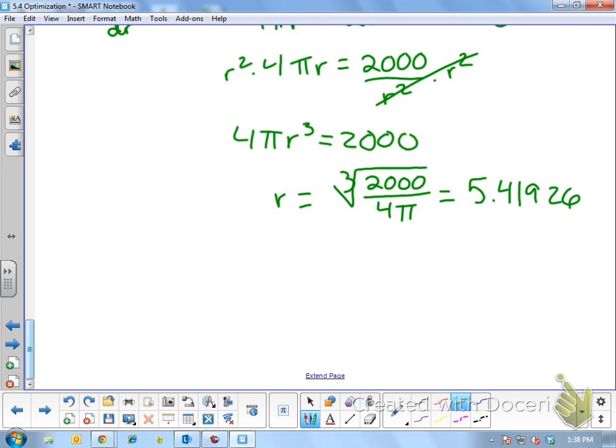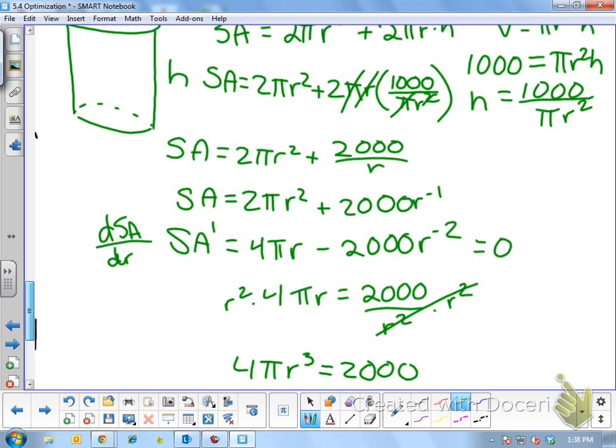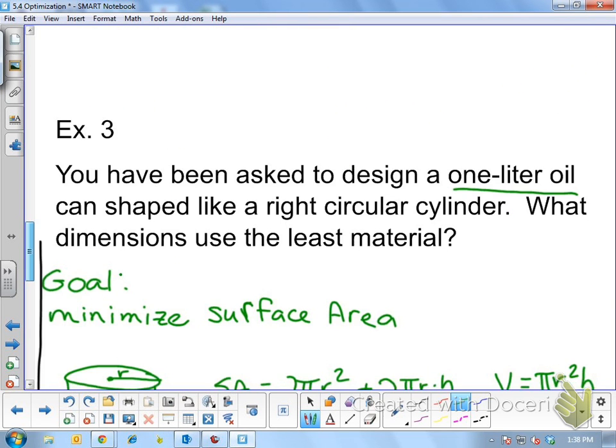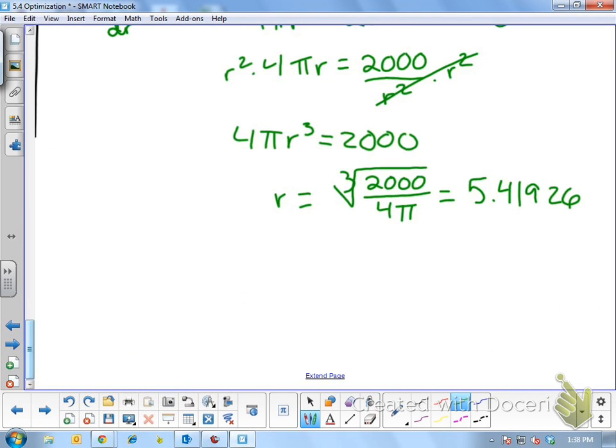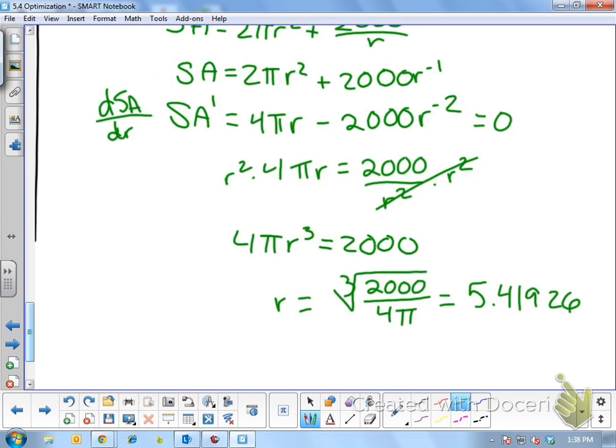Just to save some time, let's not do the line test just because we know it's going to work. But on the homework, I do want you to do the line test just so you can get started on your homework. So that was the radius. What else do we need? Height. So this time it didn't ask us for surface area as part of our answer. It just asked for height.